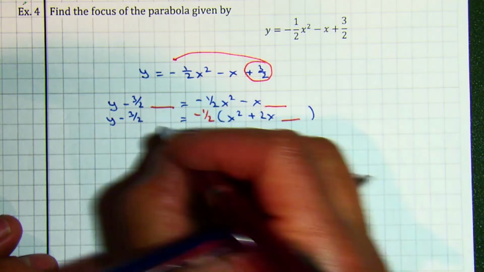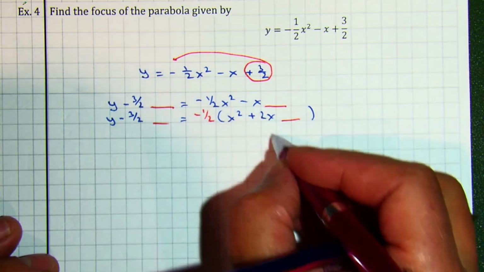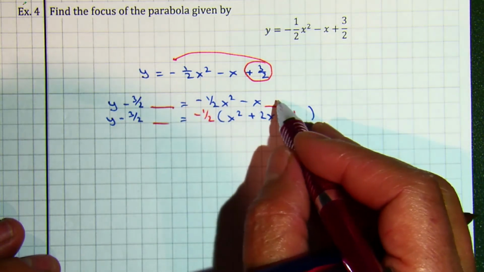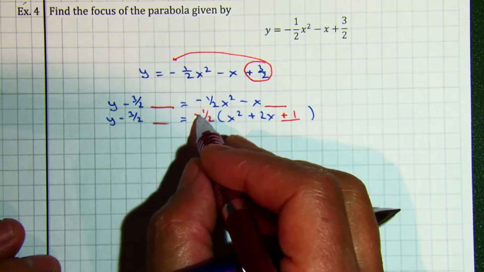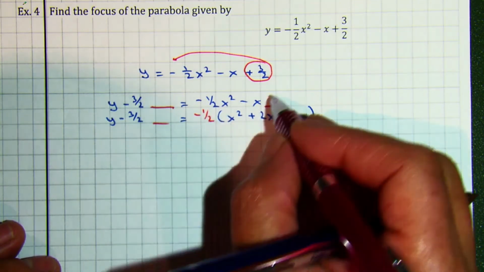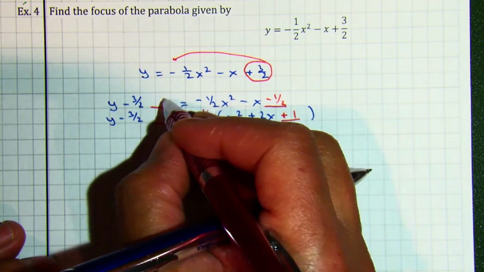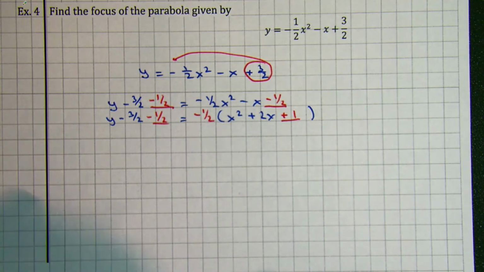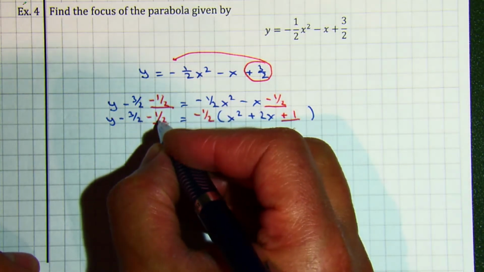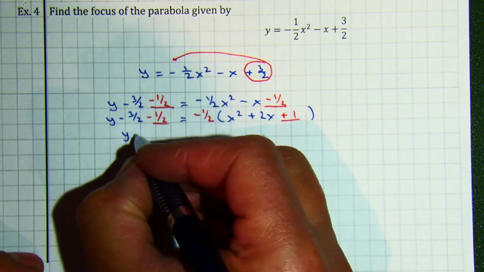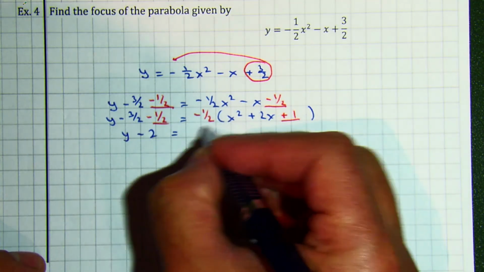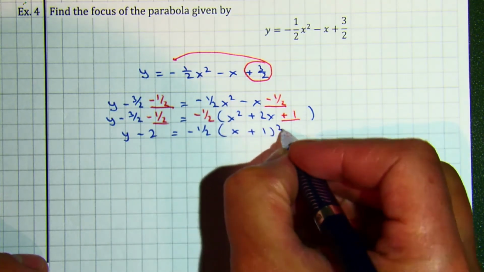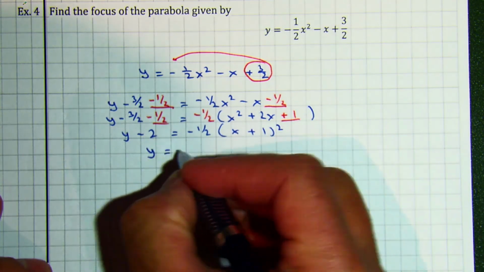And now I can complete the square. Half of 2 is 1. 1 times 1 is positive 1. And what I do on one side, I need to do to the other side. But remember that the 1 is being multiplied by the negative 1/2, so you actually add in a negative 1/2. So you need to add negative 1/2 to the left. Negative 3 halves plus negative 1/2 will be negative 4 halves, so therefore it will be y minus 2. I'm going to factor this, it will be x plus 1 squared. Move the 2 to the right, we can say positive 2.